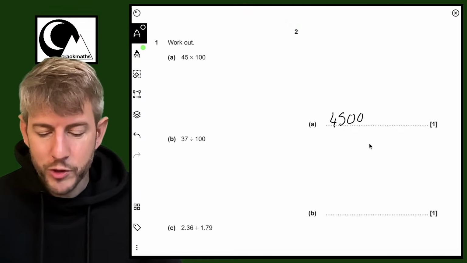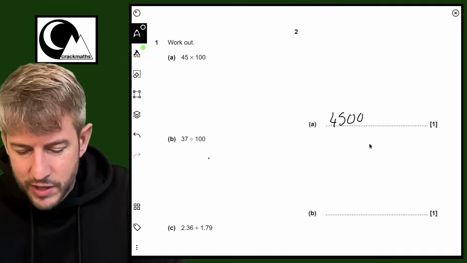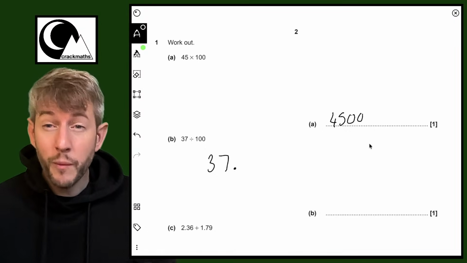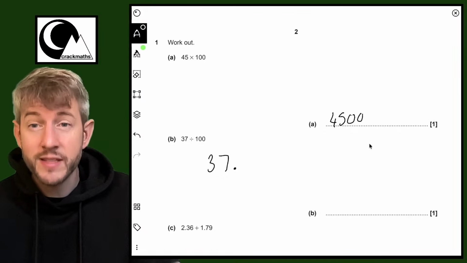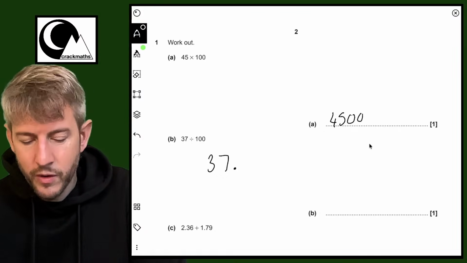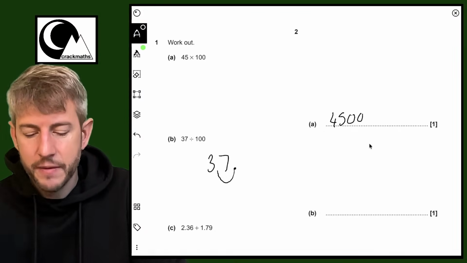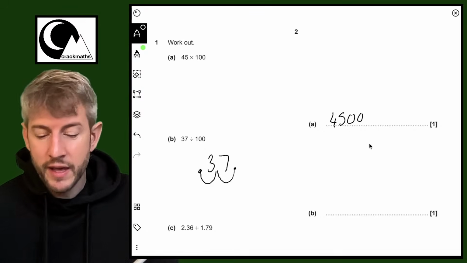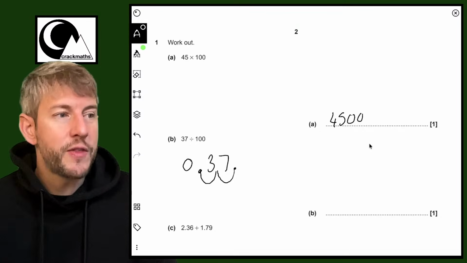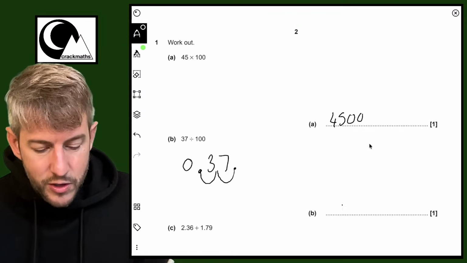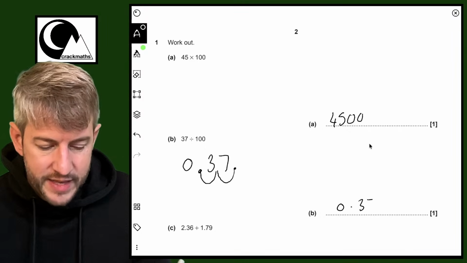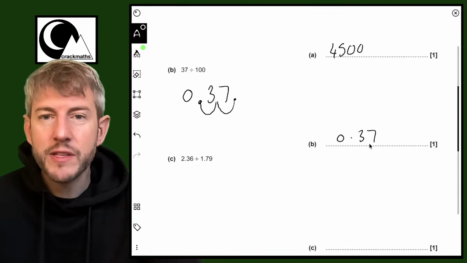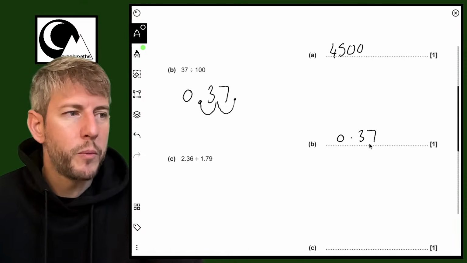This is a little bit more challenging. So 37 divided by 100, I'll write 37 here. I'll put a decimal place at the end here. Now, when we divide, we move the decimal place once for every 10. So it's once if we were dividing by 10, twice if we were dividing by 100. So the decimal place is going to move here, which means I'll need to put a 0 here. So the answer to B is going to be 0.37.